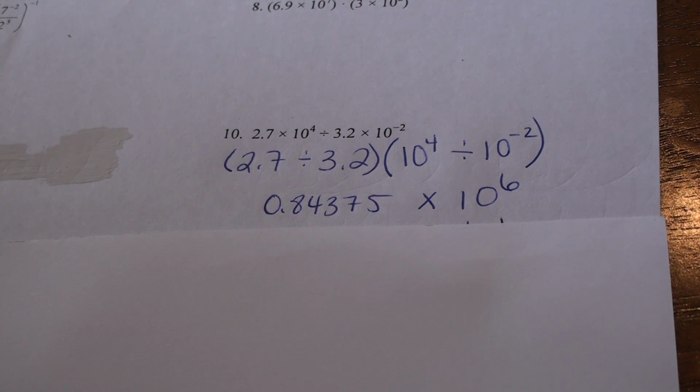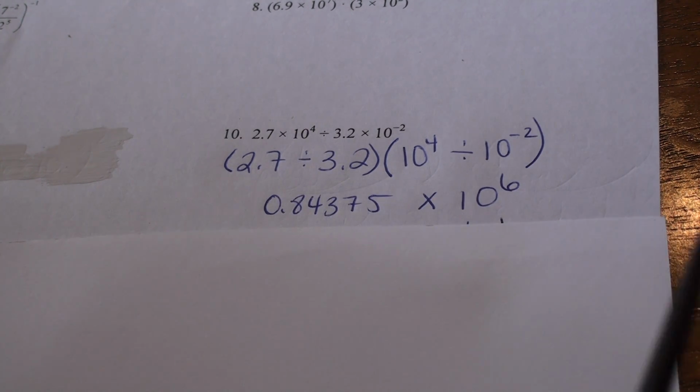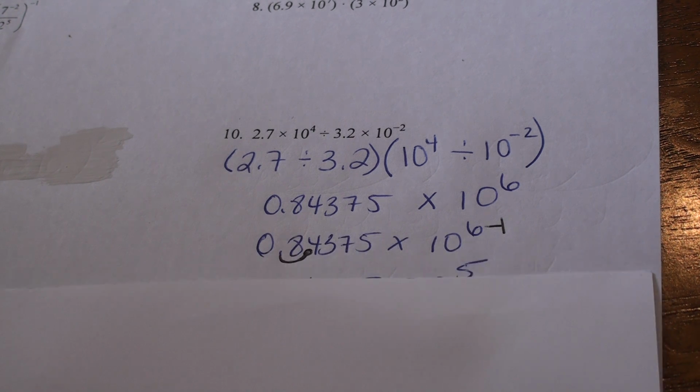10 to the fourth divided by 10 to the negative second is the same as subtracting. So we have 4 minus negative 2, which becomes 6, remembering that when you subtract a negative, it becomes positive. However, this number isn't between 1 and 10. It's less than 1. So I need to move my decimal point to the right 1.